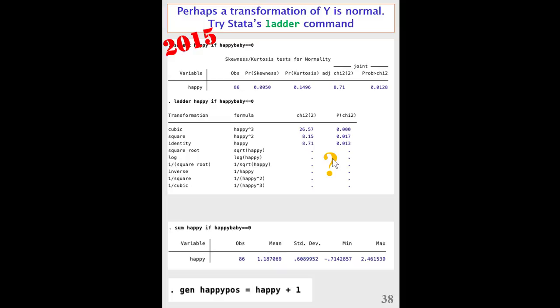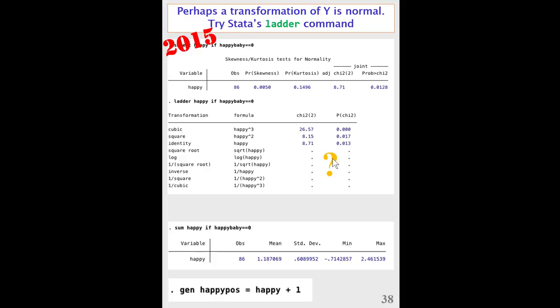Here we have, once more, the if happy baby equal to 0. This is the case where the normality was violated. And here you see the execution of the ladder command: ladder happy if happy baby equal to 0. What happens here is that several transformations of the variable are tried, one at a time, and the actual test being conducted is the SK test. I would have liked to see the swilk test, but nevertheless we have the SK test over there. First we see a cubic transformation, happy raised to the power of 3, and that doesn't help us much because this rejects normality as well. It was a nice try, but it didn't work out.